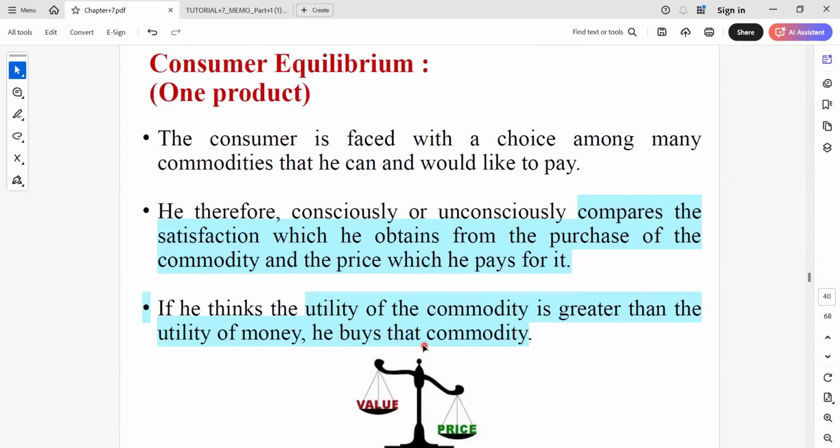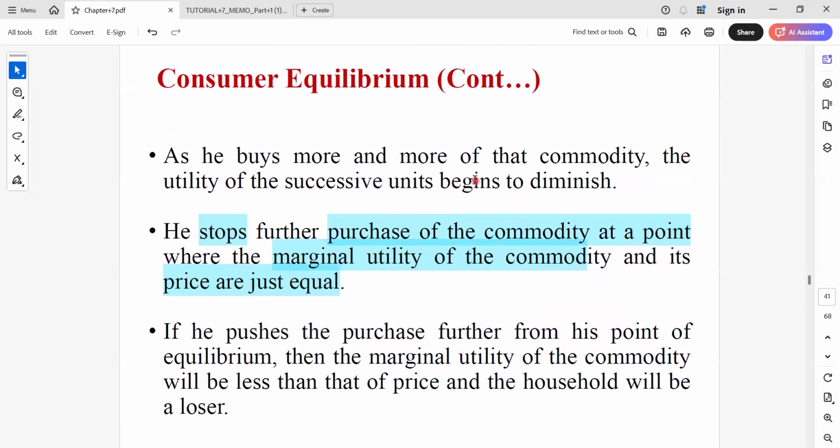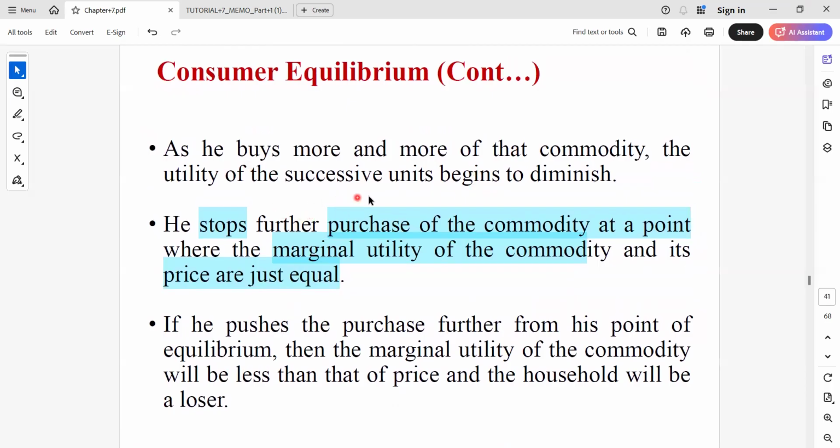So if the satisfaction that you're going to get is higher than the price, then the consumer would buy that product, if it's just one product. So if it's just one product, you basically look at the marginal utility and the price. If the marginal utility over the price is higher, then the consumer would definitely buy that product. And then he starts to purchase a commodity at a point where the marginal utility of a commodity and its price are equal. So when your marginal utility and the price are equal, it means the consumer is at equilibrium.